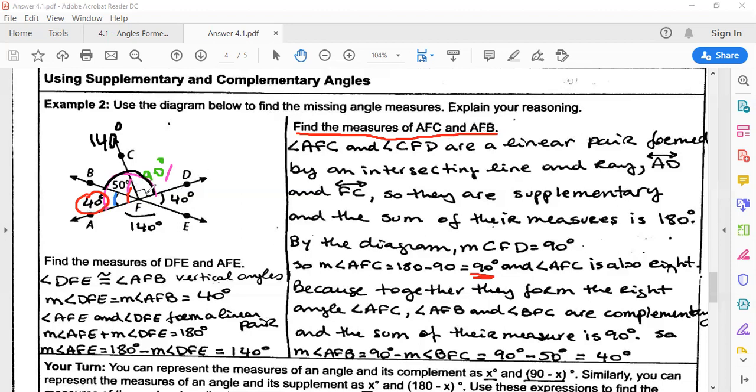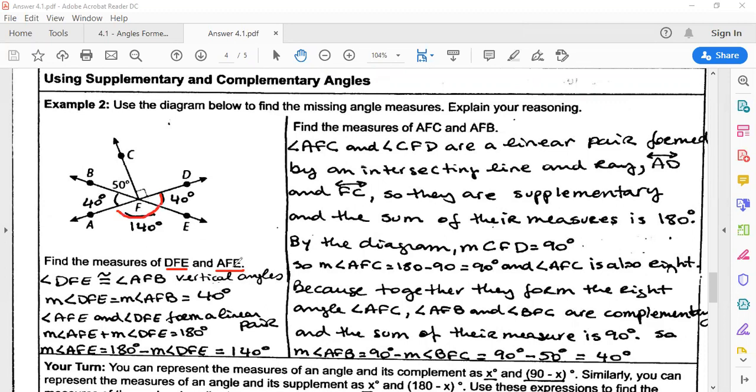So now we need AFB. We already got that. That's 40. AFB is 40, and AFC is 90 degrees. Let's take a look at the measure of DFE and AFE. DFE is this angle right here, and AFE is this angle right here.